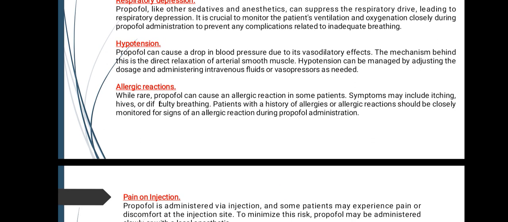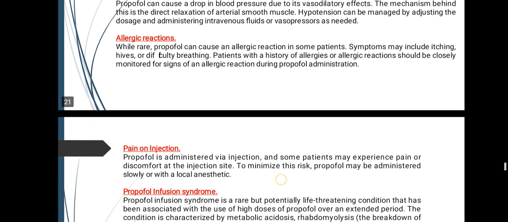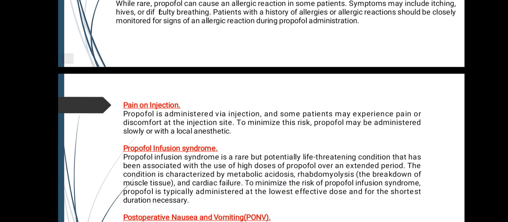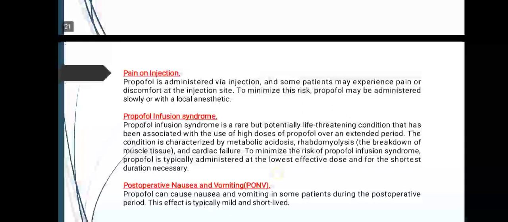Allergic reaction. While rare, propofol can cause an allergic reaction. Some patients' symptoms may include itching, hives, or difficulty in breathing. Patients with a history of allergies or allergic reactions should be closely monitored for signs of an allergic reaction during propofol administration. Pain on injection. Propofol is administered via injection, and some patients may experience pain and discomfort at the injection site. To minimize this risk, propofol may be administered slowly or with local anesthetics.